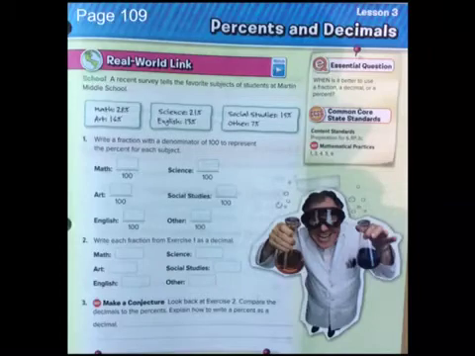Hello boys and girls, and welcome to lesson 3 from chapter 2, percents and decimals, which we've been working on in class already. Please go to page 109 so that we can get started.